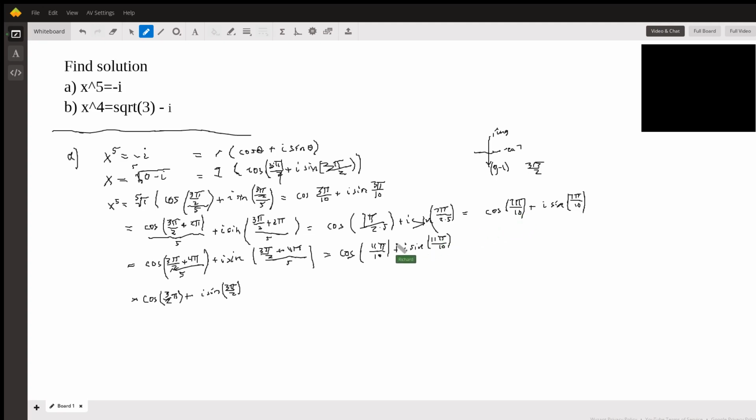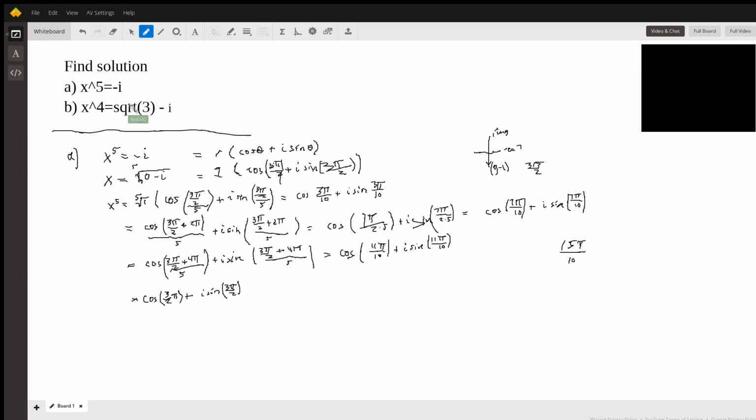See if that's right. That seems right. 3 plus 4 is 7, 7 plus 4 is 11, 11 plus 4 is 15, 15 pi over 10. Everything's always over 10, so yeah, that seems right to me. And you just keep going, so we're done. And then you do the same thing here.